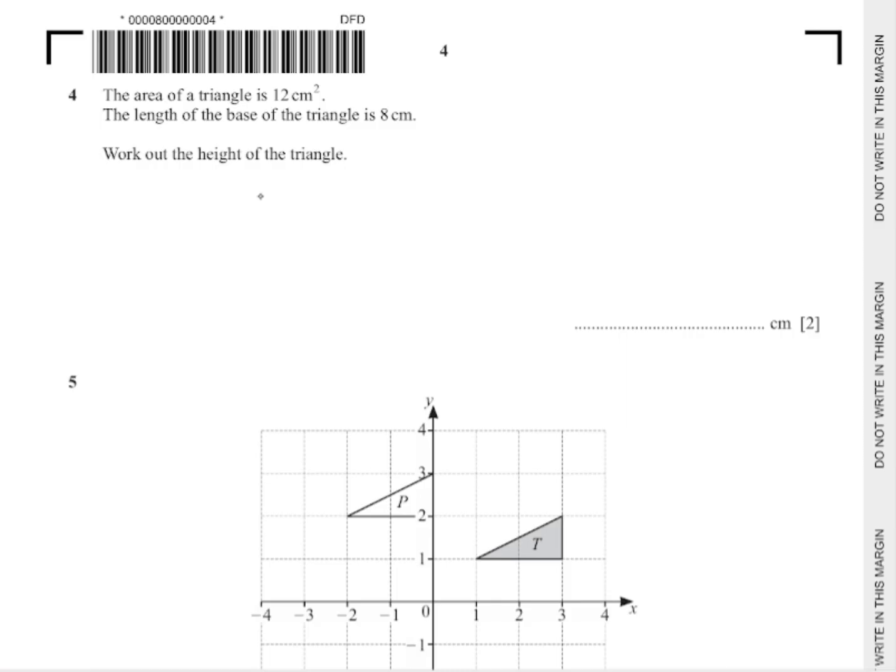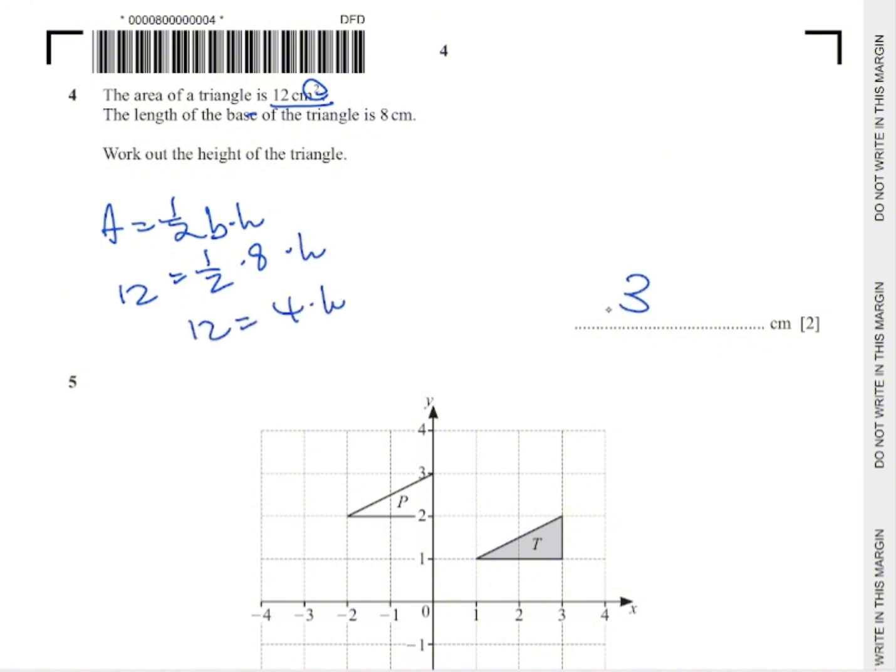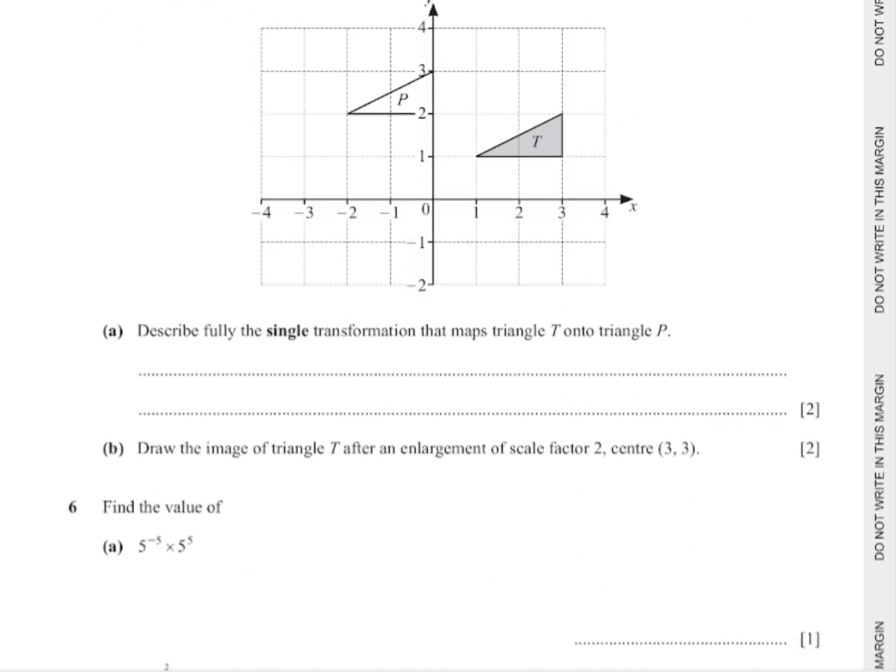The area of a triangle is 12 centimeters squared. The length of the base of the triangle is 8 centimeters. Find the height. So we know that area equals half base times height. We know that area is 12, so 12 equals half times 8 times height. So 12 equals 4 times height. Height is 3.